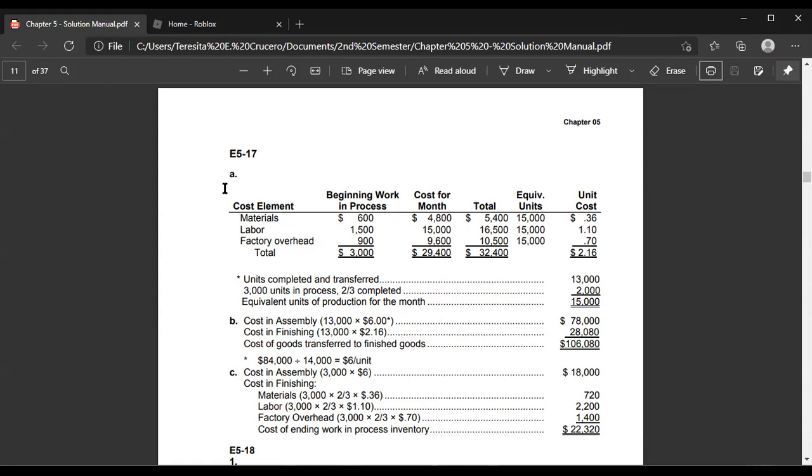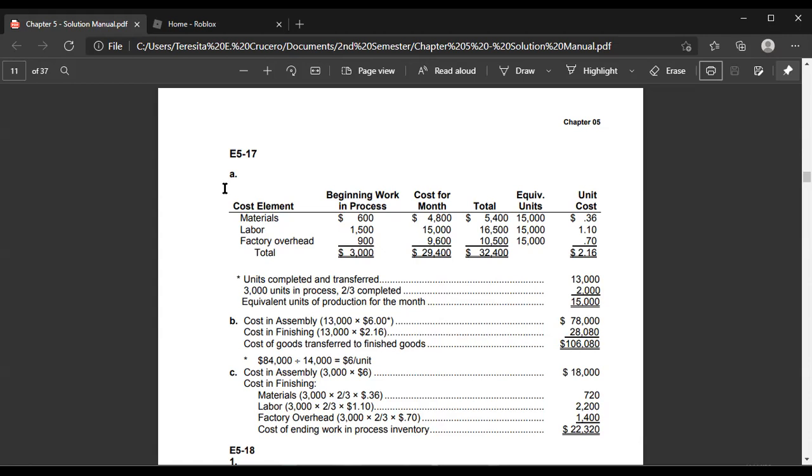Okay, letter B, determine the total cost of the products transferred to finished goods. So we now get the cost in assembly, 13,000 units times 6. That's taken by dividing 84,000 divided by 14,000. So it means it's at 6 per unit.